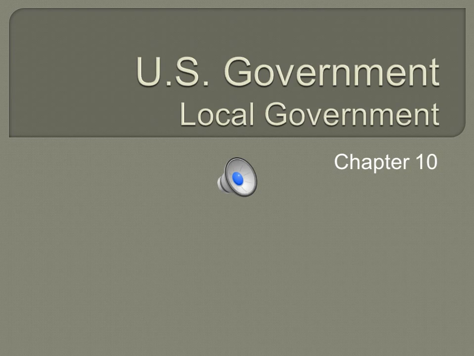So we're in Chapter 10 covering the local government, and the goals for learning are to describe county government and name the powers it has, and then to describe the duties of various county officials, to describe city government and name the power it has, and then last, to describe 3 types of city government.